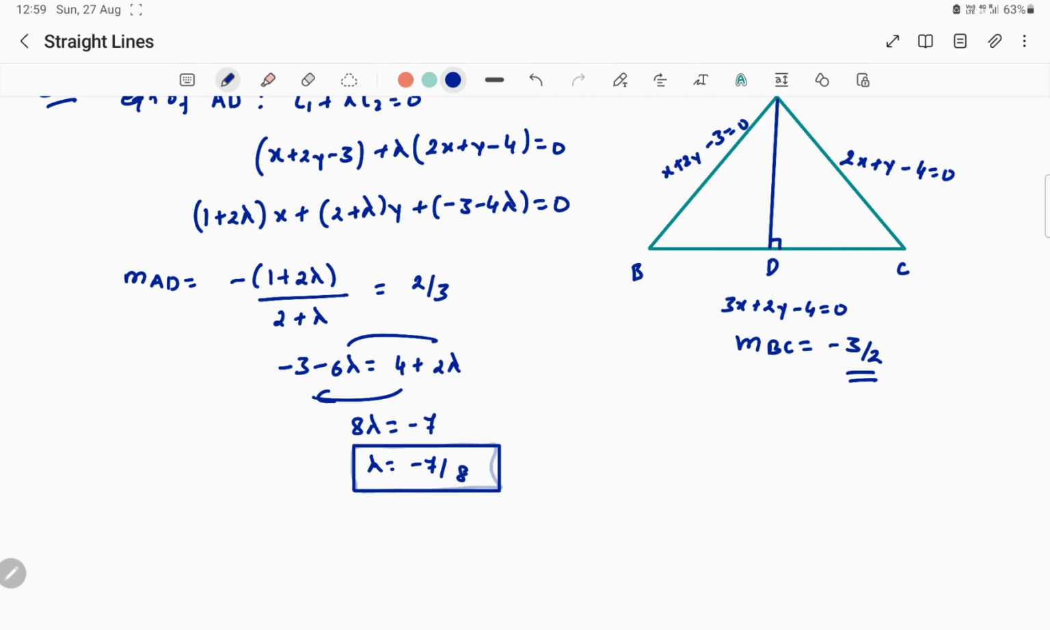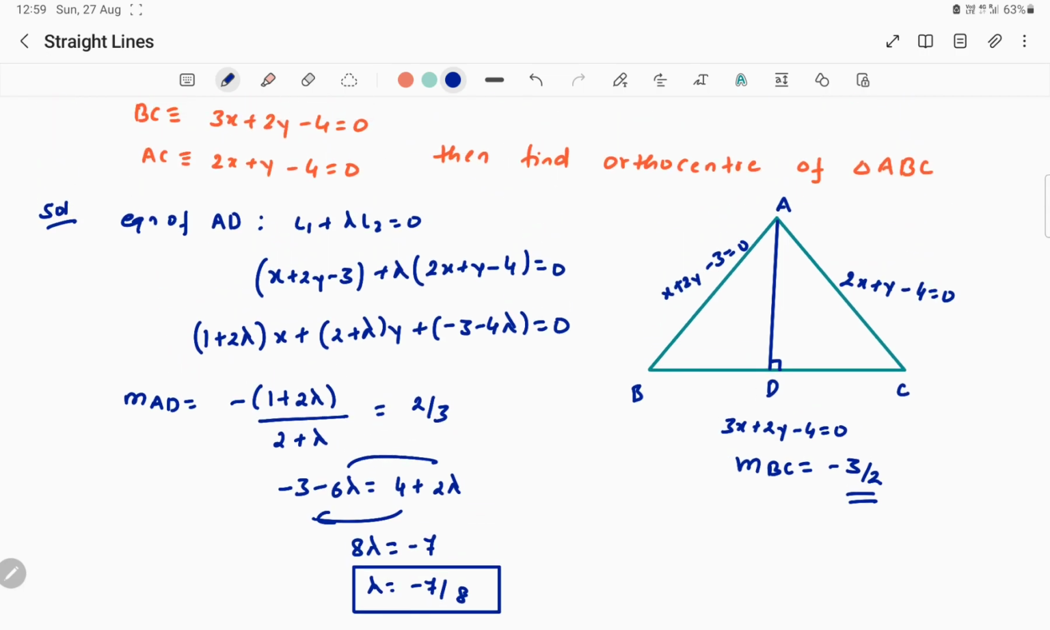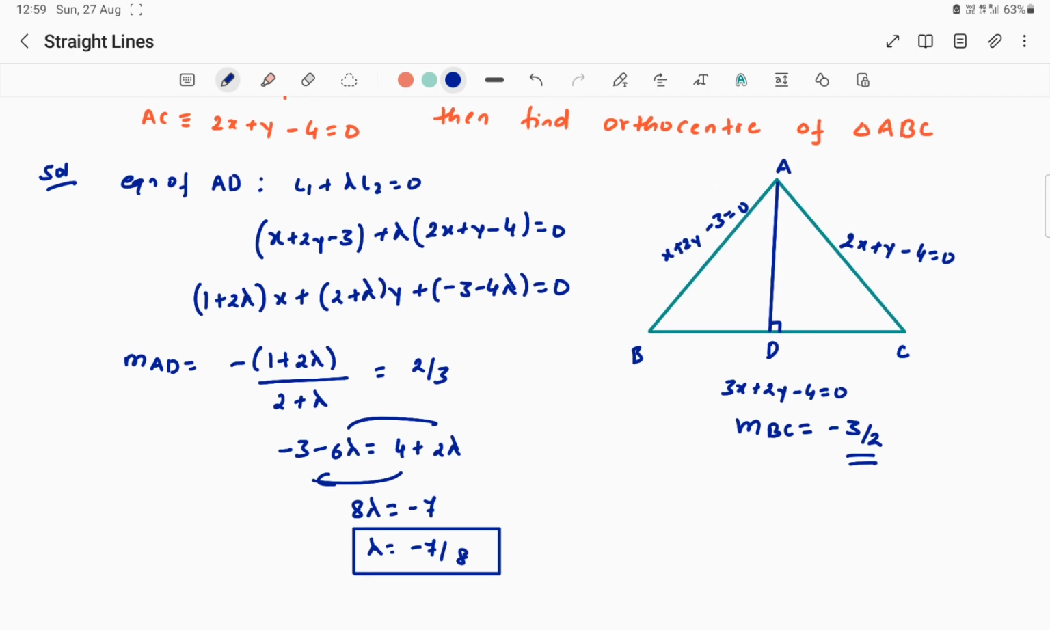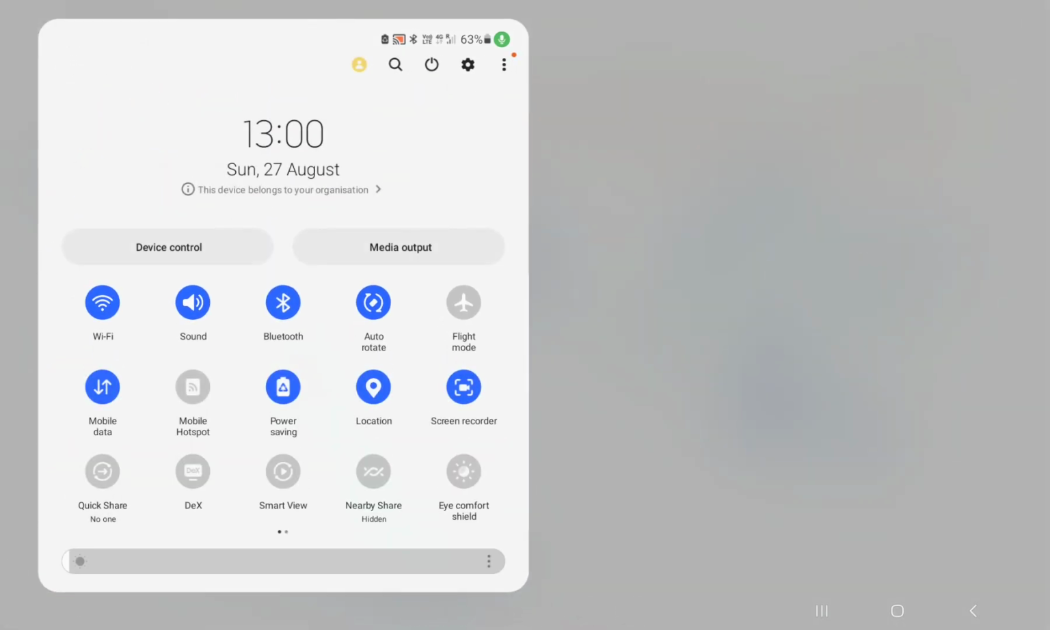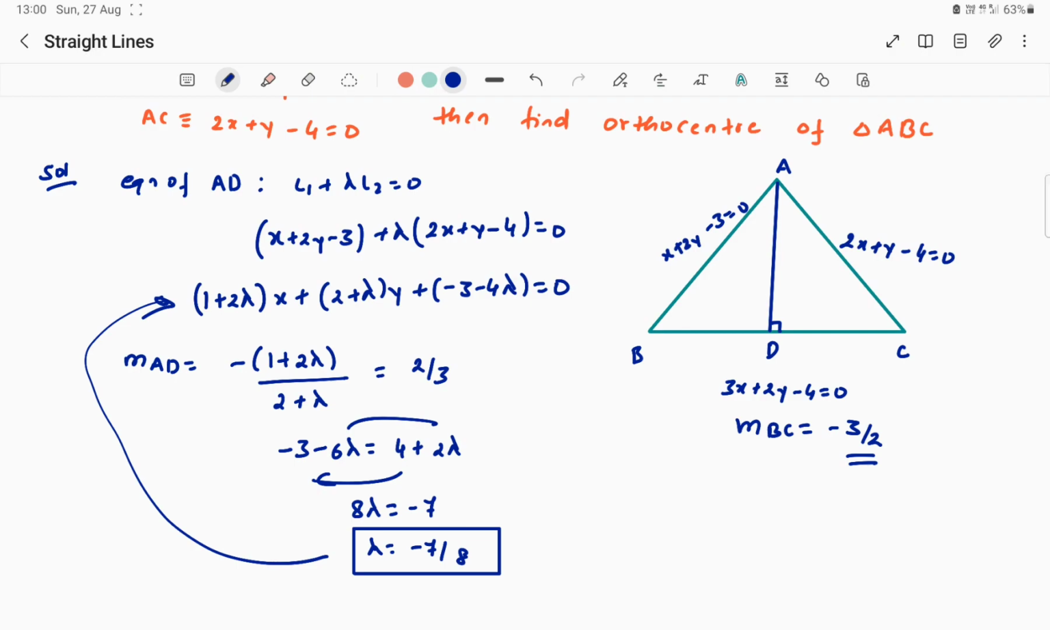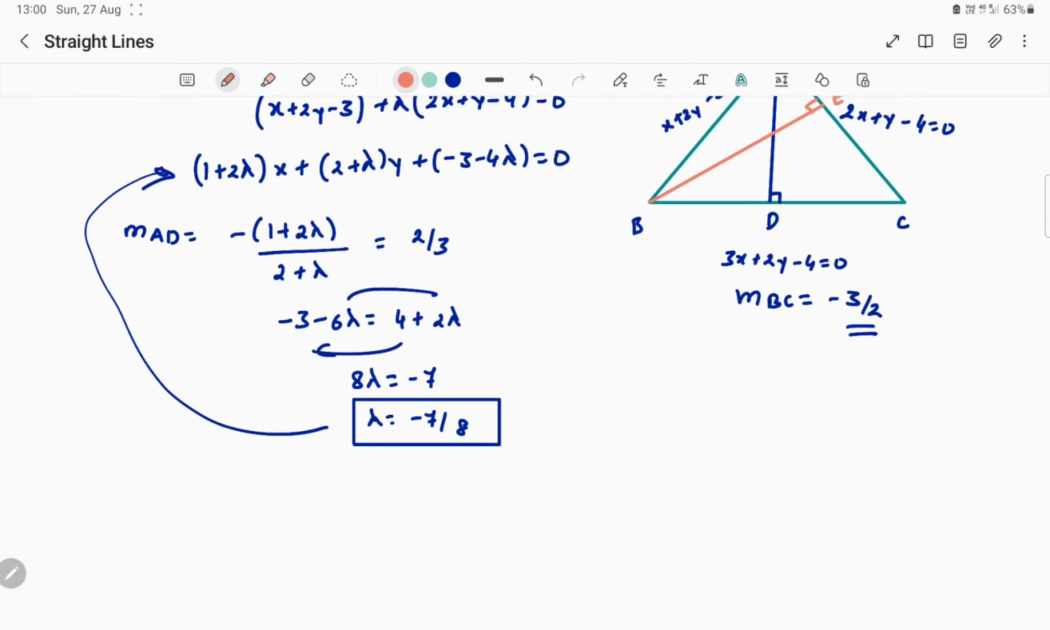So by substituting this lambda value, you can get the equation of AD. Is it okay? So this lambda value you feed in this equation, and from there you can get the equation of AD. Is it okay? Now similarly, if I ask you, is it possible to get the equation of BE? Let's say BE is another altitude. So what can we write?